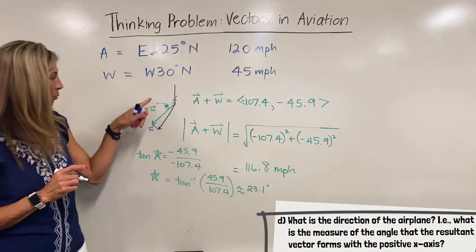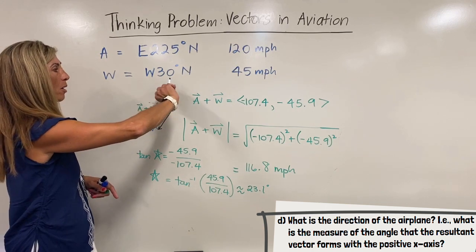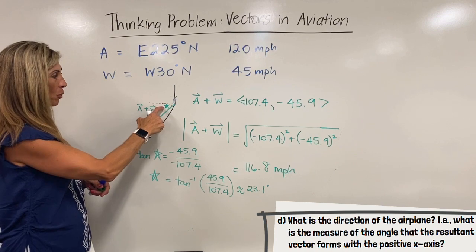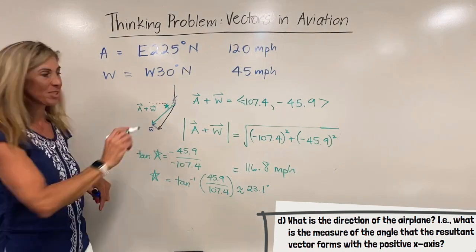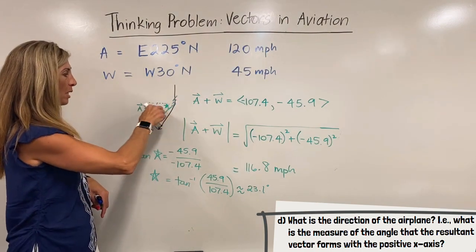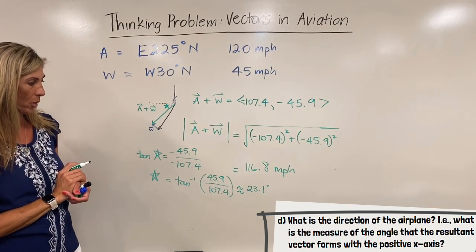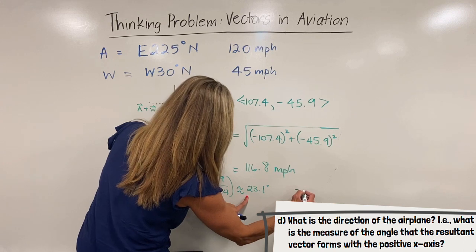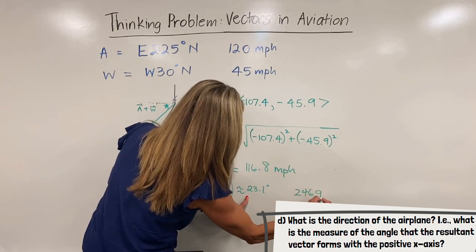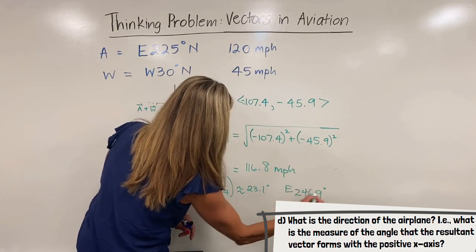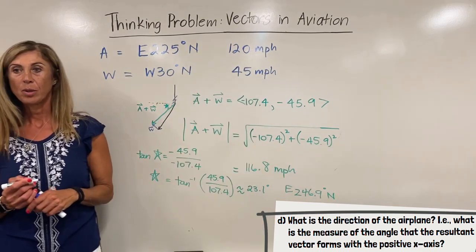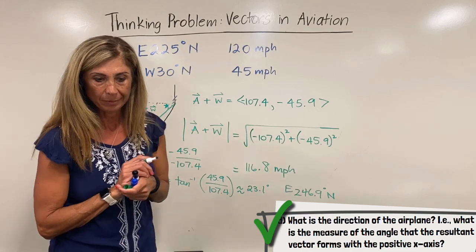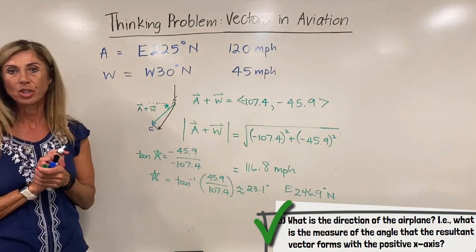Now remember, this is our reference angle. We want our direction given in terms of due north. So if this is 23.1, we're going to do some algebra. So we have 270 minus that 23.1. So we are actually 246.9 degrees east of north. So we have now calculated the resultant direction of the plane, and we're giving it in aviation format.